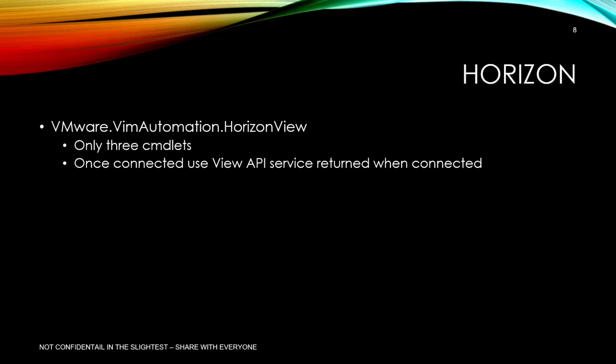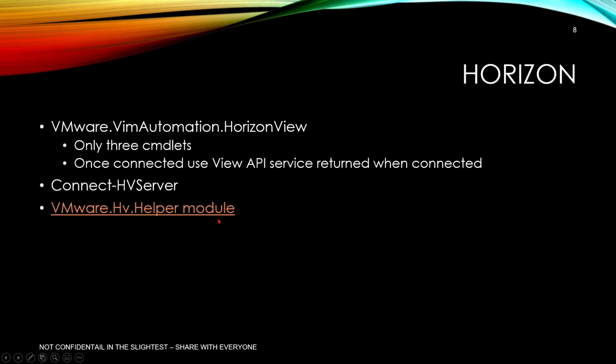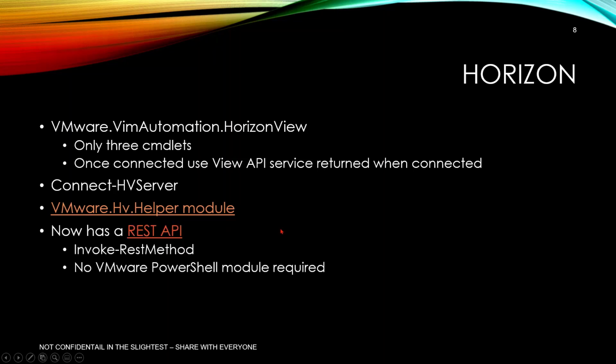There is also automation available via PowerShell for Horizon, or HorizonView as the module is still called, but VMware don't like you calling it HorizonView, although it actually only has 3 commandlets within it. Once you're connected, you use services off the objects returned, although there is a helper library for that as well. So once you've connected to a HorizonView server, you can either use the helper library, which is produced by VMware themselves, or you can use the objects directly.